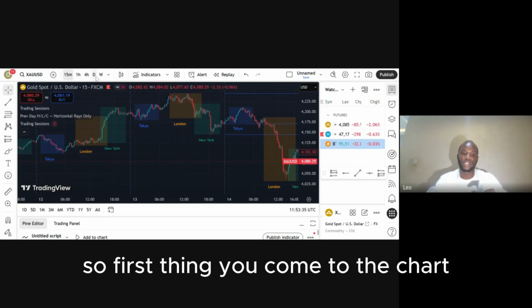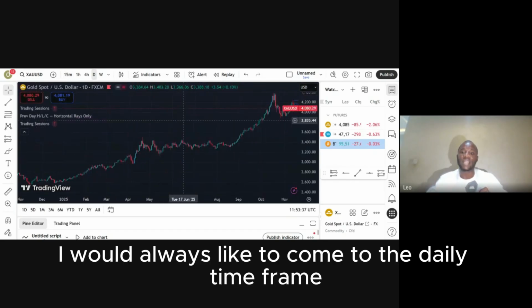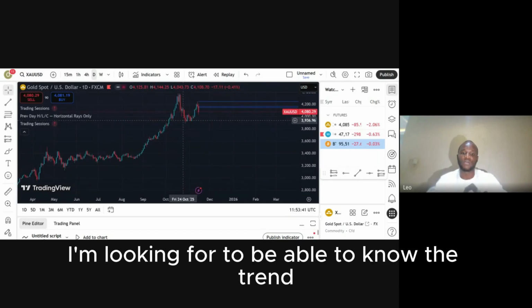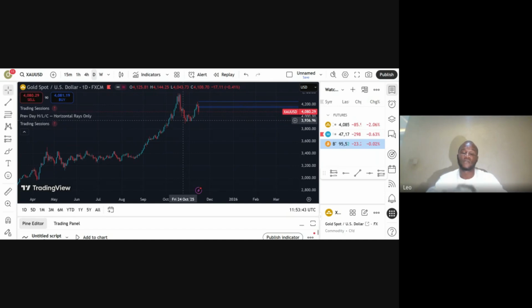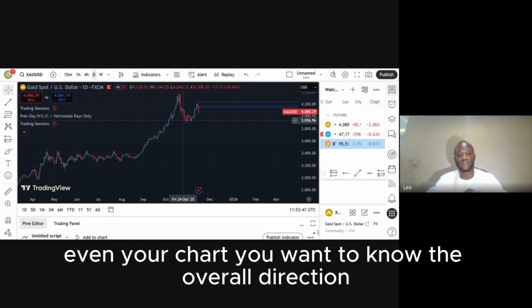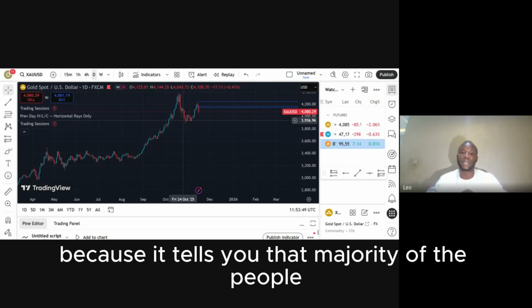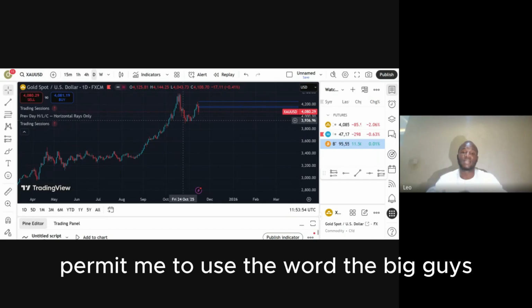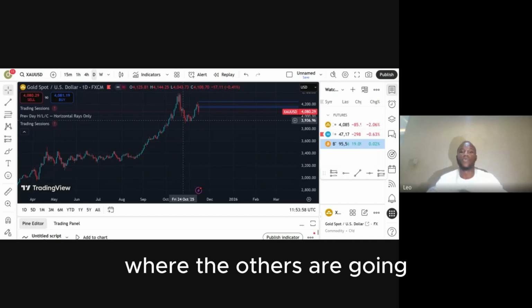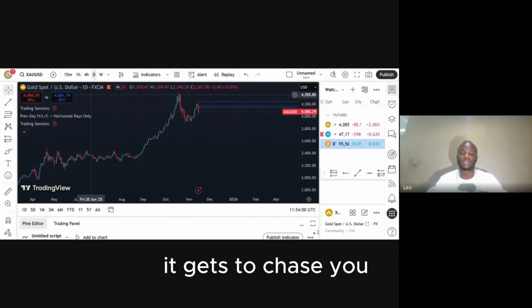So the first thing, when you come to the chart, I always like to come to the daily time frame. What am I looking for on the daily time frame? I'm looking to know the trend. First of all, when you begin your analysis, you want to know the overall direction, because it tells you that the majority of people, the big guys, are trading in that direction, and you don't want to be opposite to where the others are going, because at the end of the day, it gets to chase you.